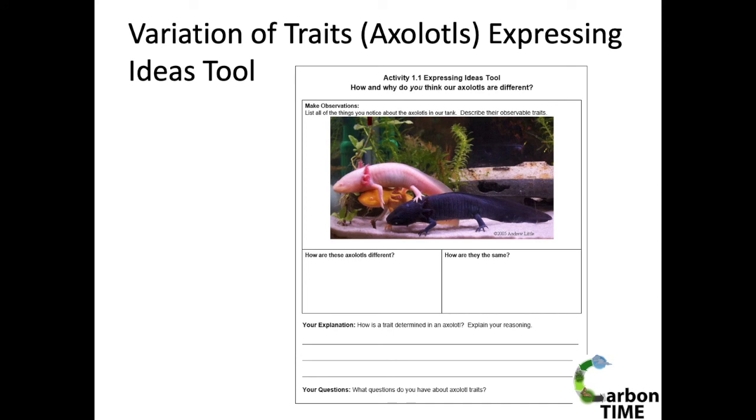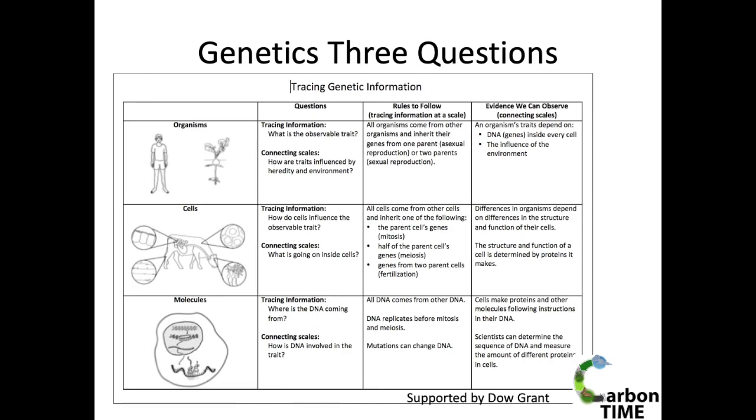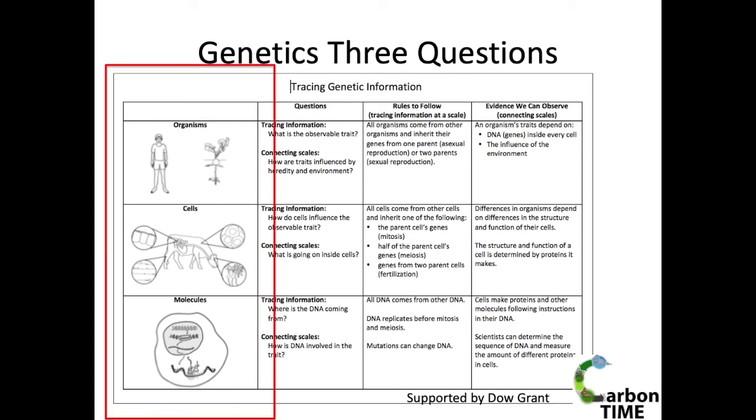Here, we can see an Expressing Ideas tool at the beginning of the genetics unit, asking students how and why they think axolotls are different. Teachers and students also rely on a set of 3 questions for genetics, which, like the CarbonTIME 3 questions, help scaffold students in tracing information across scales, from macroscopic observation of traits at the organismal level, through cells, to the biological molecules and mechanisms inside of cells.